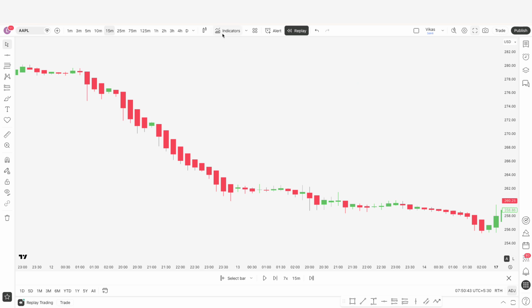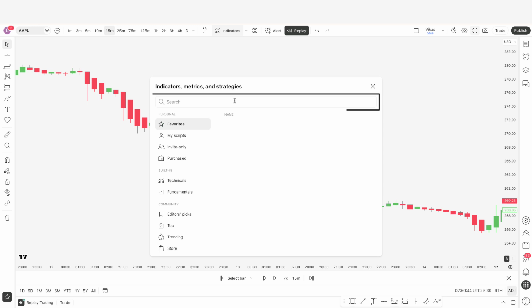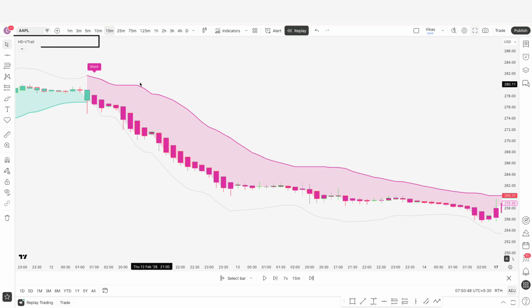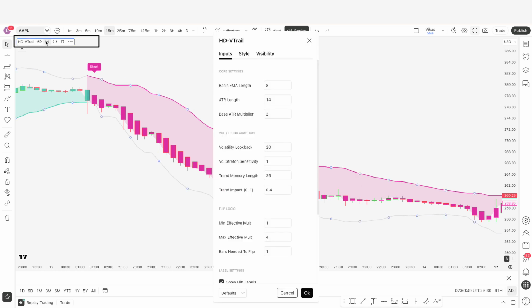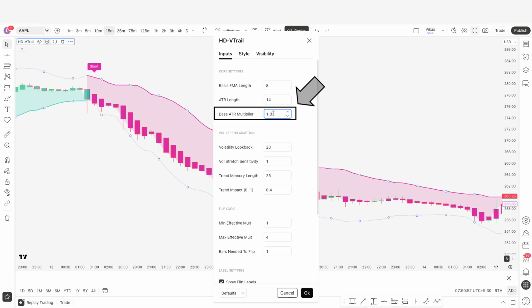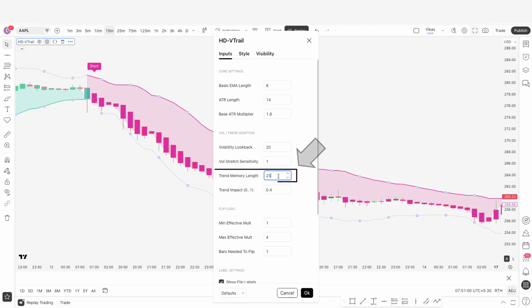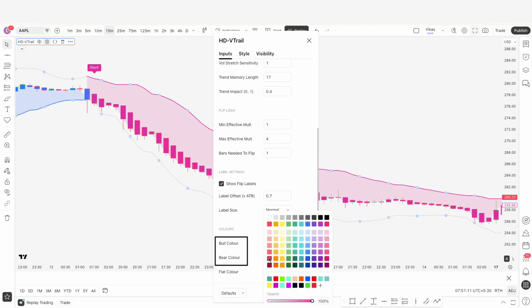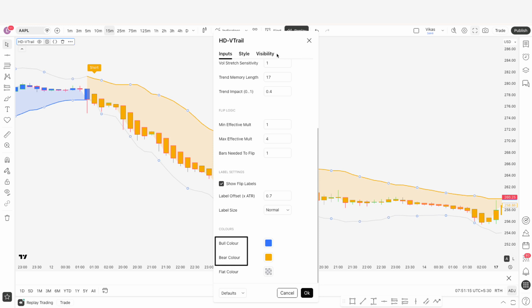Head over to the Indicators tab and search for the trend following volatility. Select the indicator made by HD Algos and add it to the chart. Now change the indicator settings for perfect signals. First, change the base ATR multiplier from 2 to 1.8, and after that change the trend memory length from 25 to 17, and after that change the bull color and bear color to blue and orange. Here everything is fine. After that, click OK.